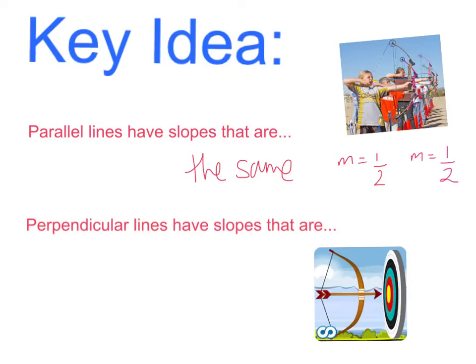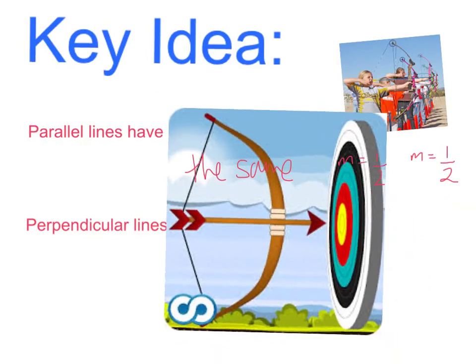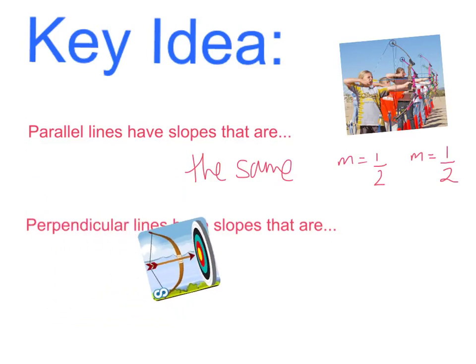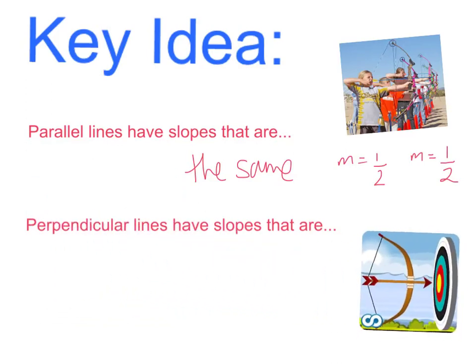Okay? How about perpendicular lines? The example here is this guy right here. A perfect shot would hit the bullseye, and it would hit perpendicular to this line. Remember, perpendicular means it makes a right angle. So once this hits, the angle right here would be 90 degrees, and that would be seen on both sides. So if I move my archer over here, they're almost moving at opposite slopes.